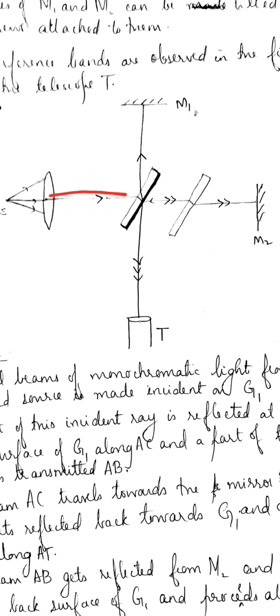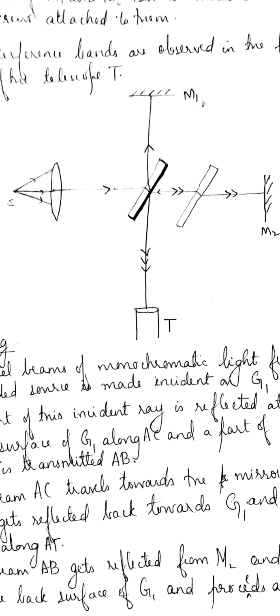A ray of light coming like this, a part of it is reflected from the back of the glass plate, another part is transmitted out. These two reflected and transmitted rays will come back. The reflected ray will pass through the glass plate and the transmitted ray gets reflected from the back of the glass plate, and these two superimpose and we get the interference pattern. And the interference pattern is observed through the telescope. Now, why do you use the compensating glass plate G2?